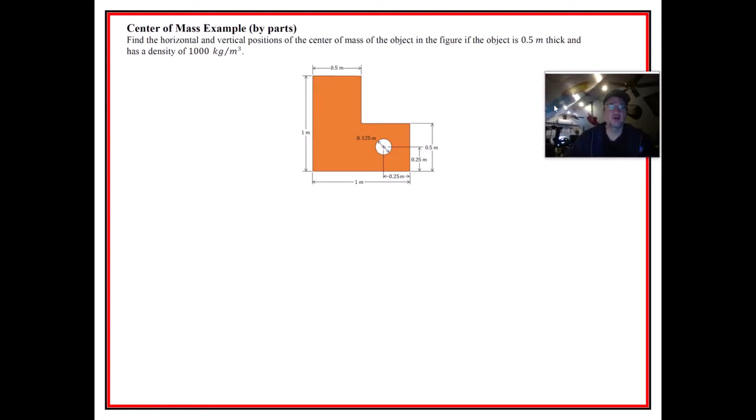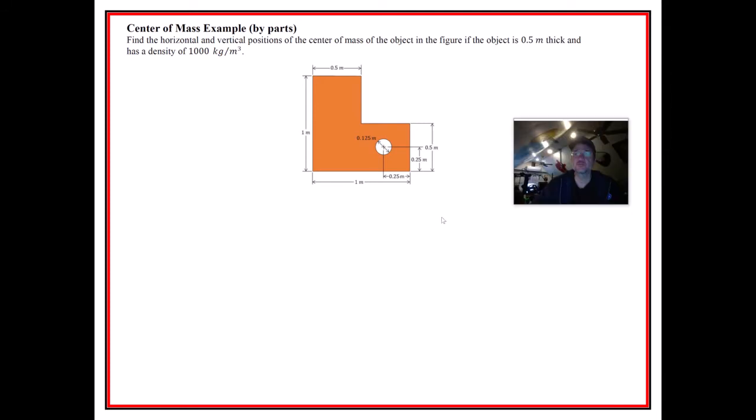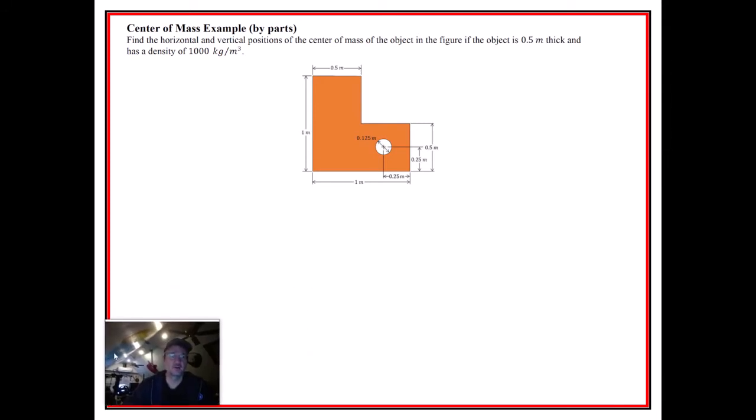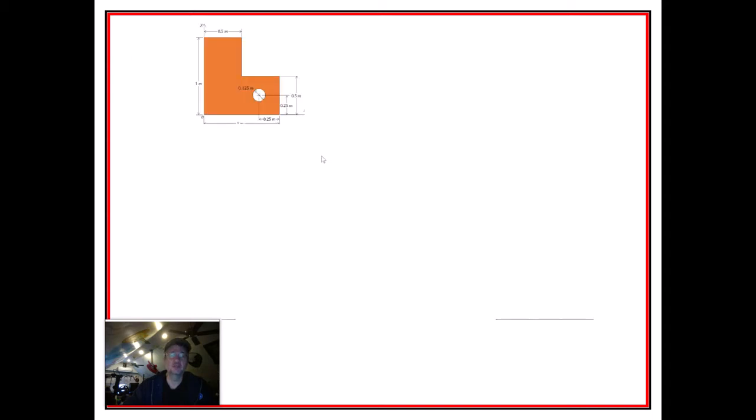and it's made out of plastic. I think that's with the density of 1,000 kilograms per cubic meter, and it's 1 meter by 1 meter. It's like a little L shape that's got a circle cut out of it. So what we do is we want to break it down into fundamental parts.